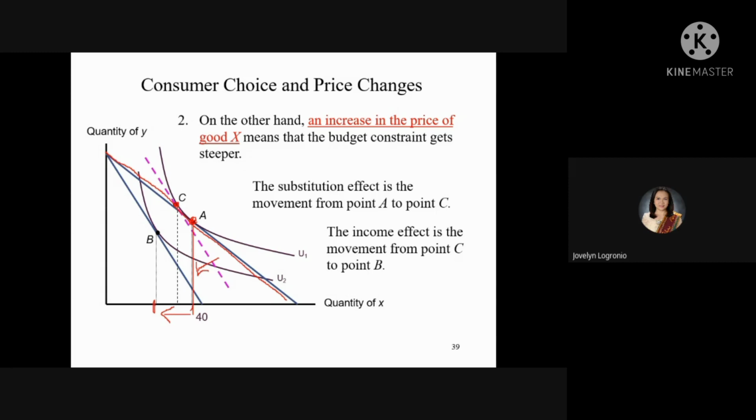So we can conclude here again that good X is a normal good because as the purchasing power of the consumer declines, the quantity of good X also declines. So good X here is a normal good.